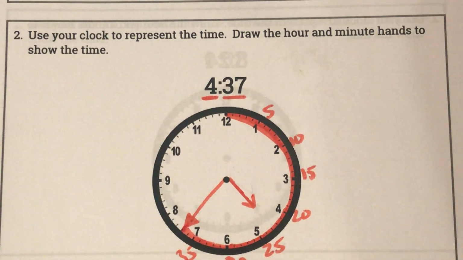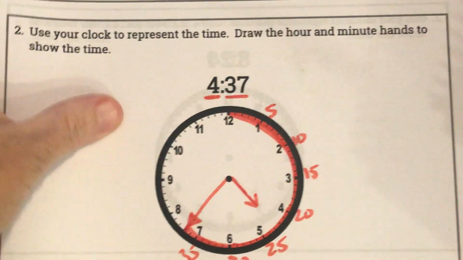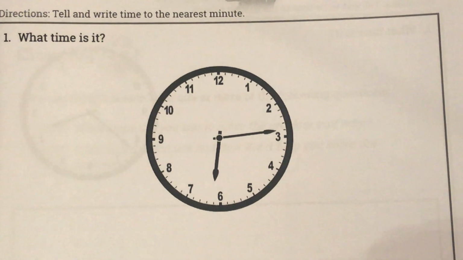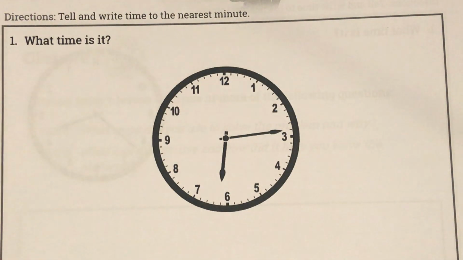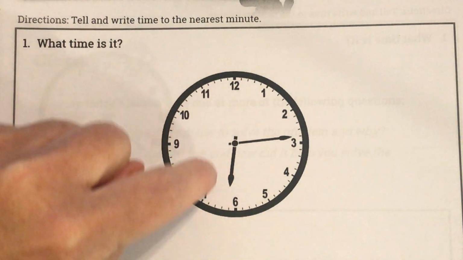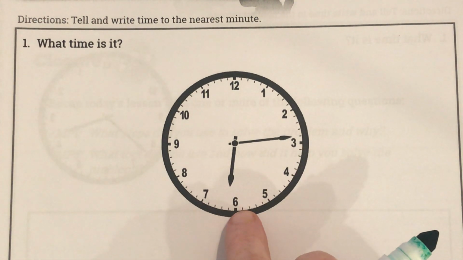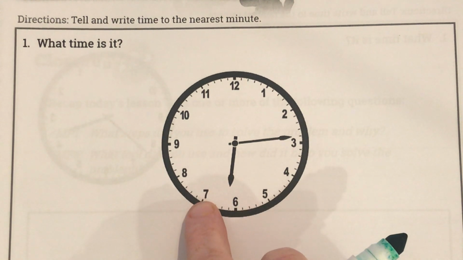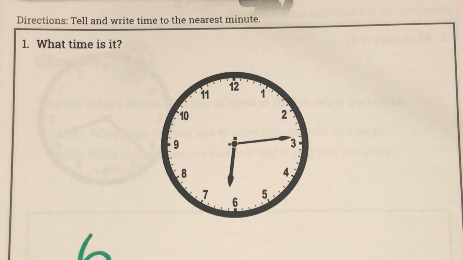Okay, so let's try some of these together. You're going to be on page 118 of your student journal. And let's look at our first problem. Our first problem says, what time is it? Okay, so we always start with our hour hand. So I see 2 hands, and I see the shorter one as my hour hand. So what I see is my hour hand passed the 6, but it didn't get to 7 yet. So that tells me my hour is 6.